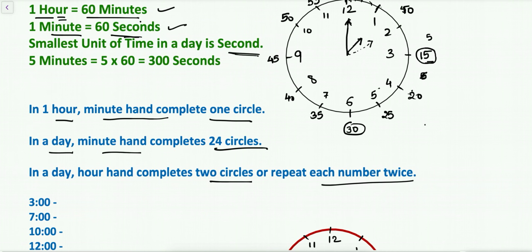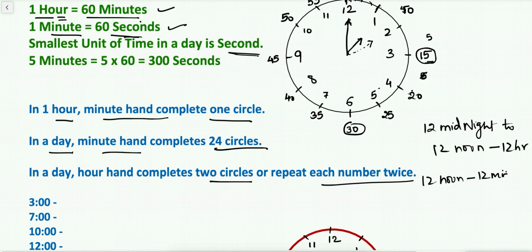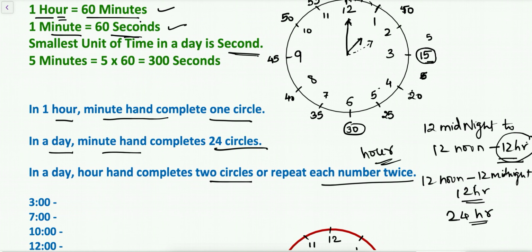So how? 12 midnight to 12 noon is 12 hours, and from 12 noon to 12 midnight is again 12 hours. So in total we have 24 hours in a day. So the hour hand moves twice. It completes two circles, one for the day, 12 hours, and one for the night, 12 hours.